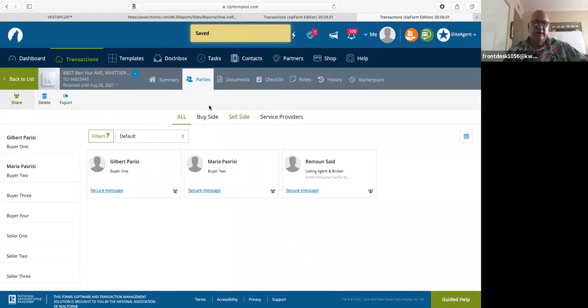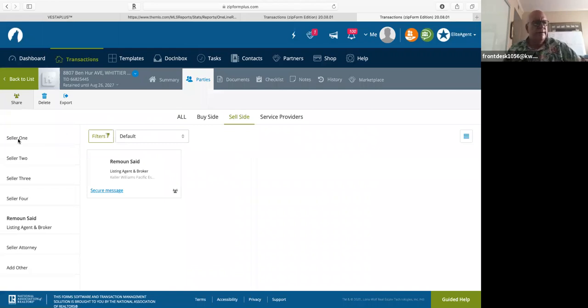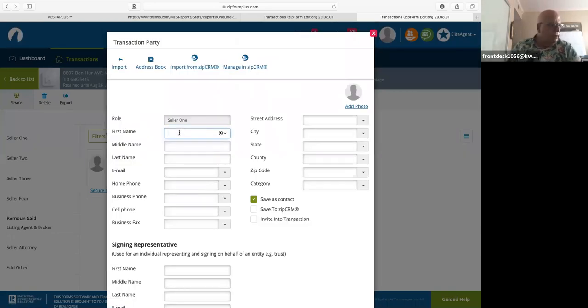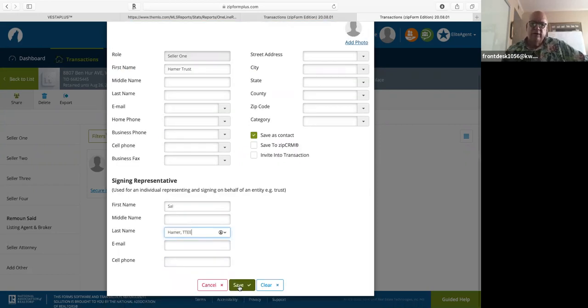Now I'm going over here to the sell side and I'm going to put in seller number 1. Now, normally I would have the MLS printout in front of me and I would take the information off of that. I wrote down some notes earlier. So this is the Hammer Trust. And down here, I'm going to put Sal Hammer, comma TTEE. TTEE is the abbreviation for trustee. So he is the trustee for the seller.